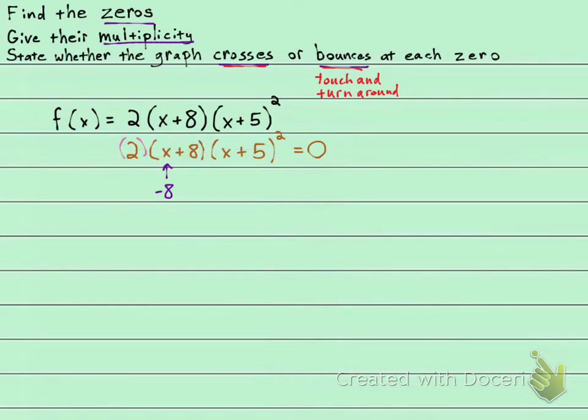Now what would I have to plug in right here to get a 0? That's going to be the opposite of 5, -5. And if I did that, this term would be 0. 0 squared times anything is 0. So we have our zeros here. Our zeros are -8 and -5. And now we need to tell the multiplicity.